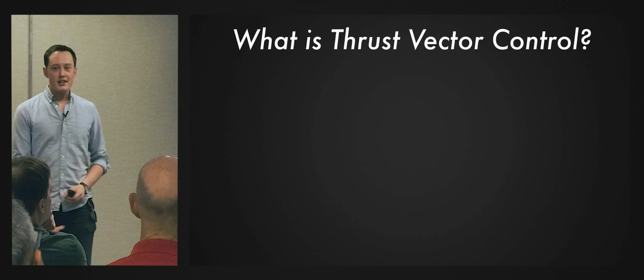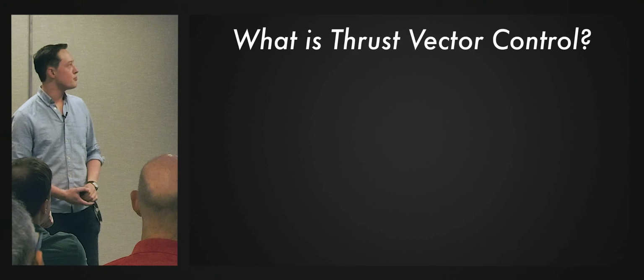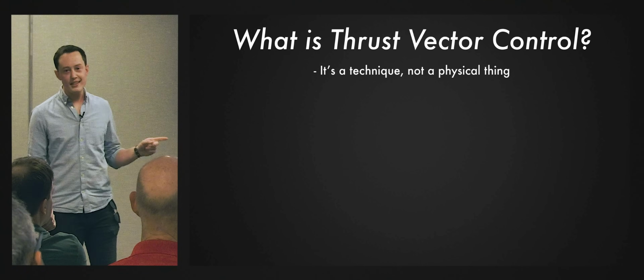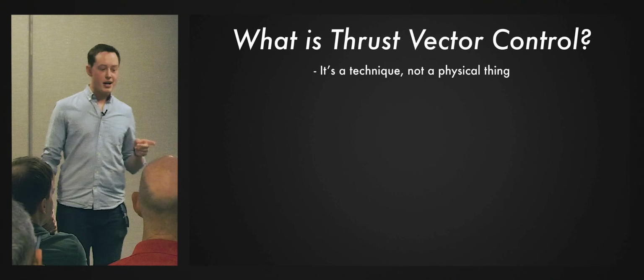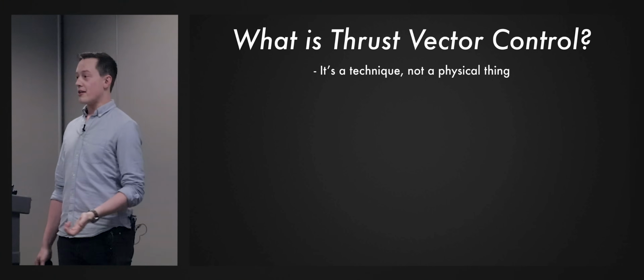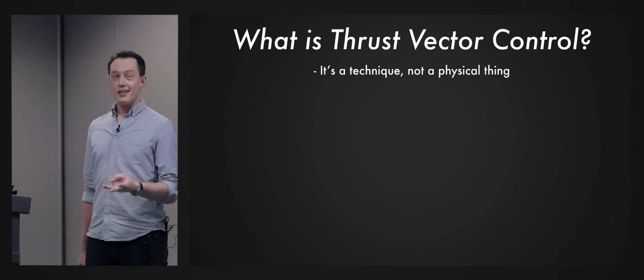So what is thrust vector control? Is it a thing you can hold? Can you give it to a friend? Can you throw it off a cliff? No, you cannot. It is a technique, not a physical thing. And so it is a technique that we use in the aerospace industry to stabilize craft. Sometimes they are airplanes, fighter jets, sometimes they are rockets.